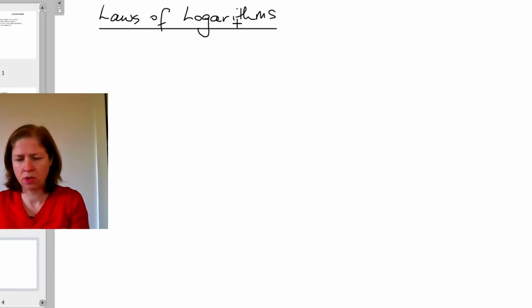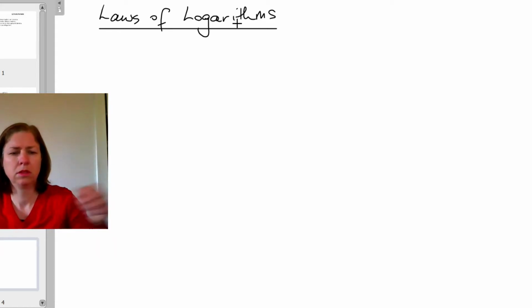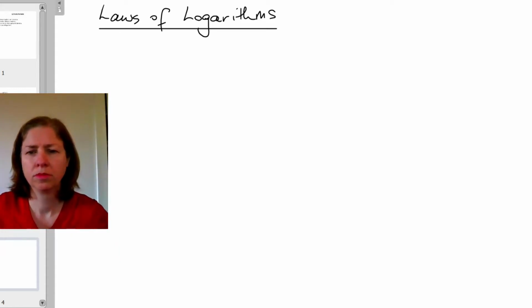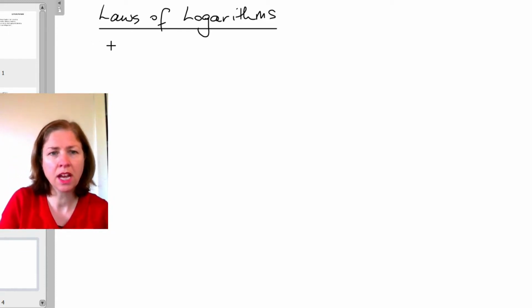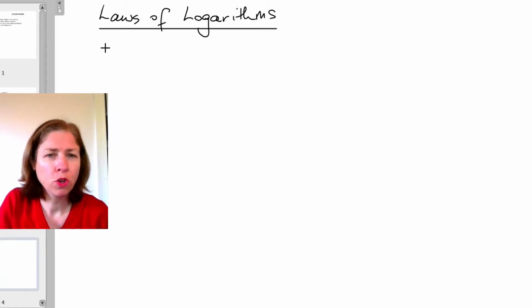Okay, so now what we're going to do is learn about the laws of logarithms. So we're looking at laws of logarithms, and I'm going to show you the first law of logarithms and where it comes from. I'm not going to show you the derivation of the others, but I'll just show you this one.